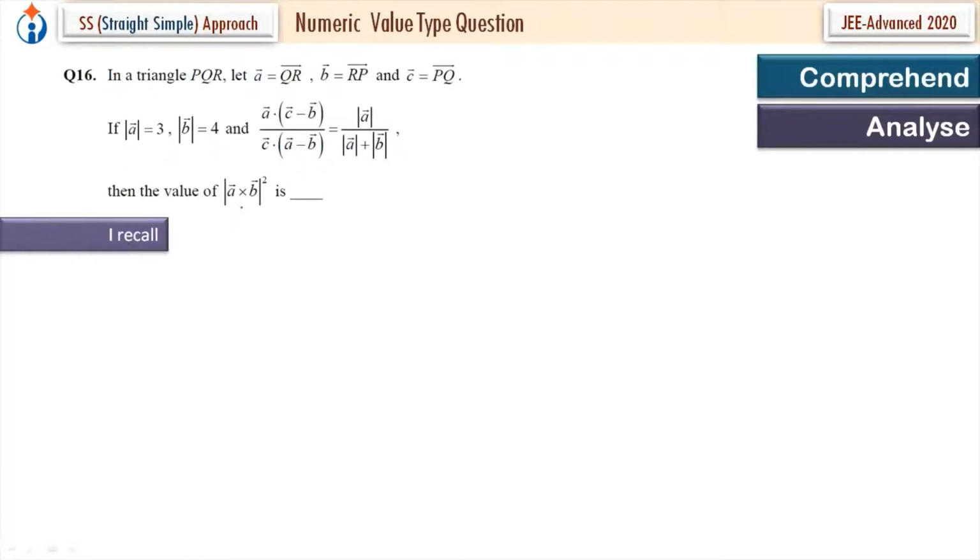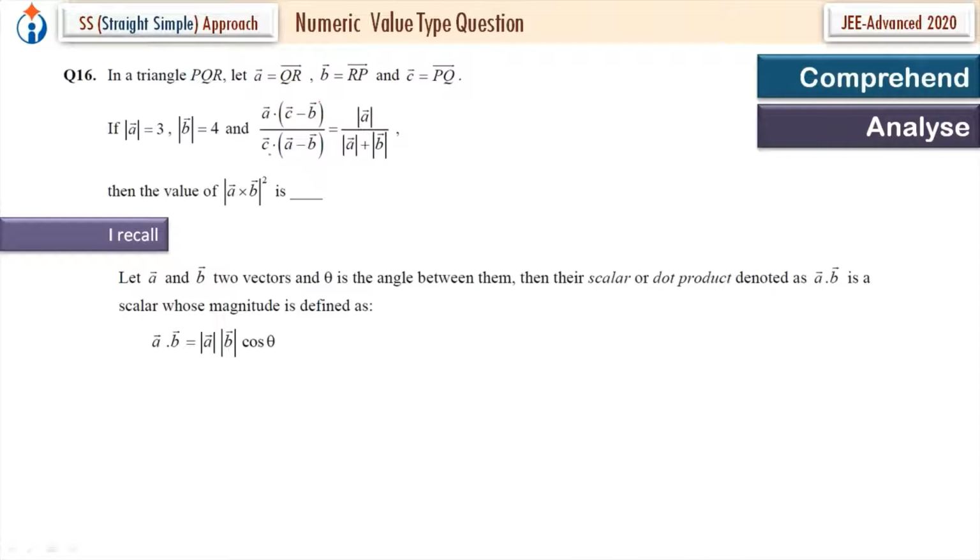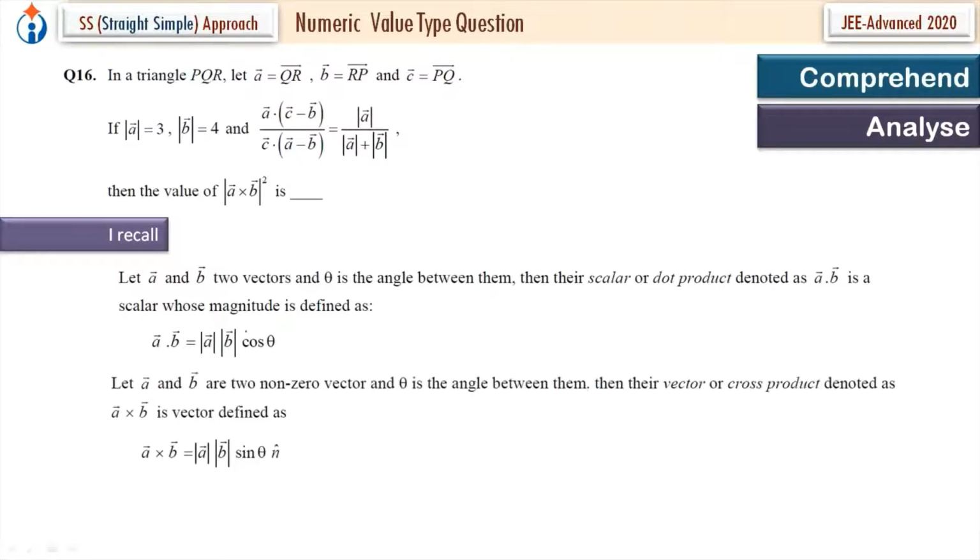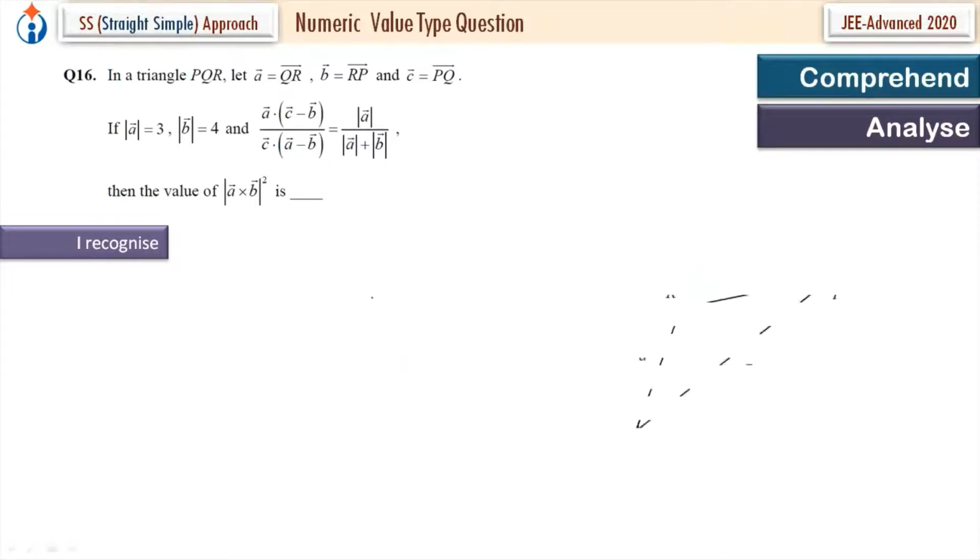Let's analyze. I recall basic results. What are the things involved here? A dot B vector we know, A cross B vector we know, the magnitude of that vector we know. So we know all these results, simple definitions from the NCERT, basic results. Now also recognize vectors A, B, C in the triangle PQR. Vector A is QR, vector B is RP, vector C is PQ.